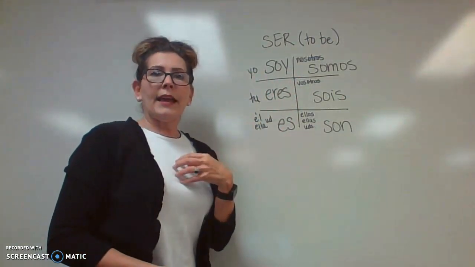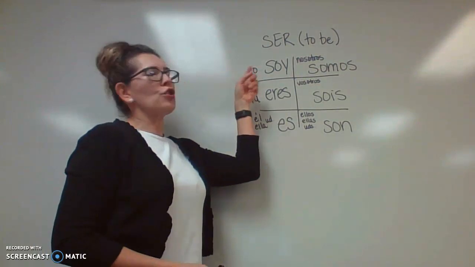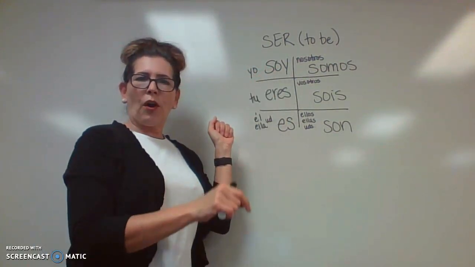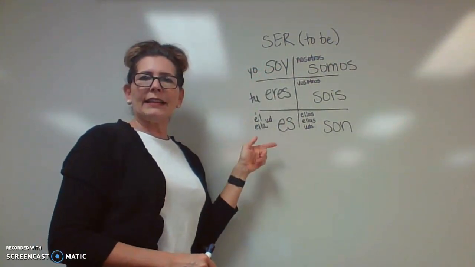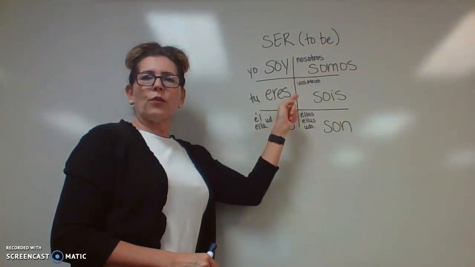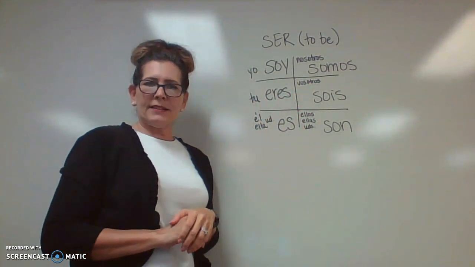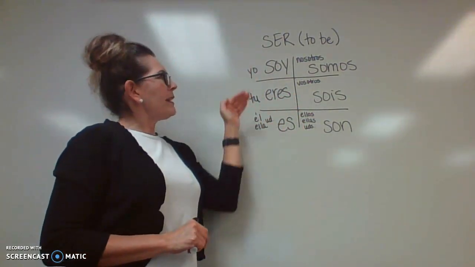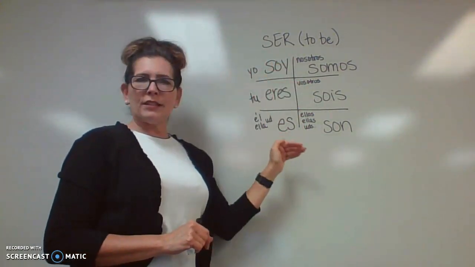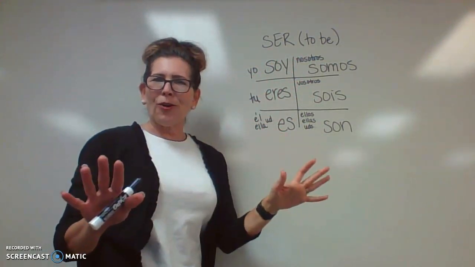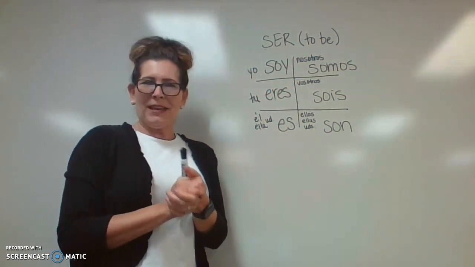If you want to say I am, you can say yo soy. You are. Tú eres. Él es. Nosotros somos. Vosotros sois y ellos son. But just the verb by itself is soy, eres, es, somos, sois, and son. Y es todo. That's all for the verb to be. Ser.